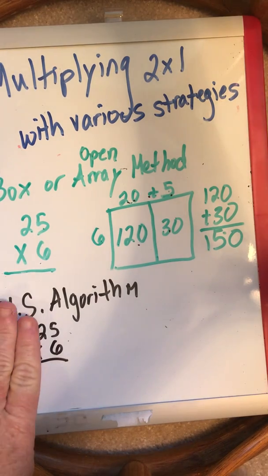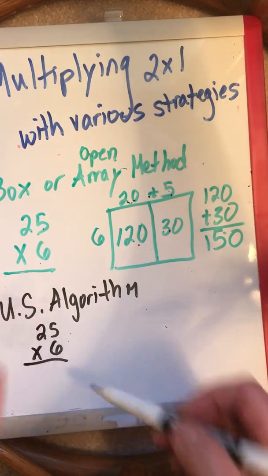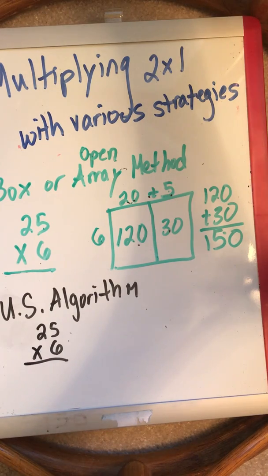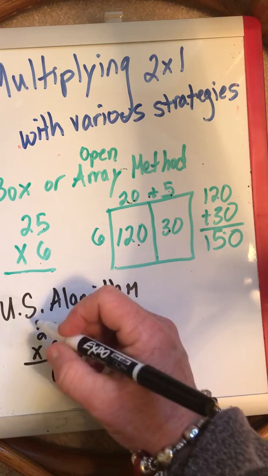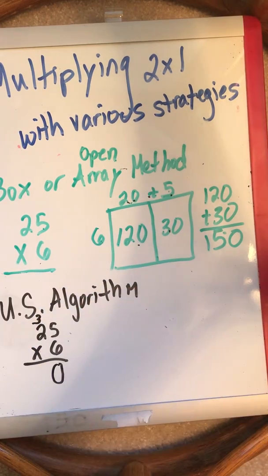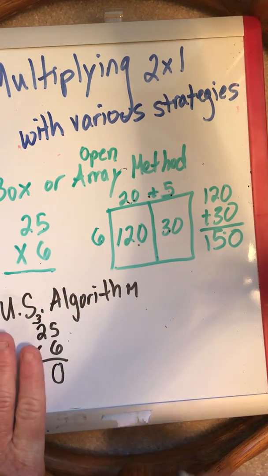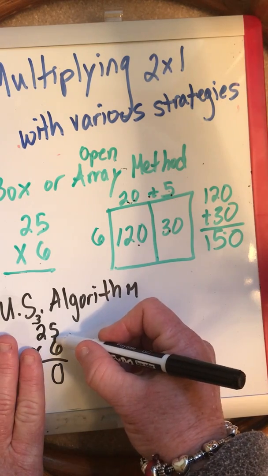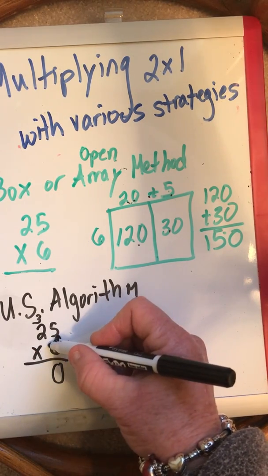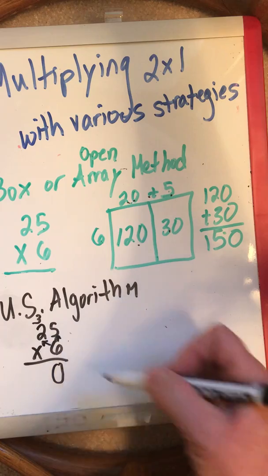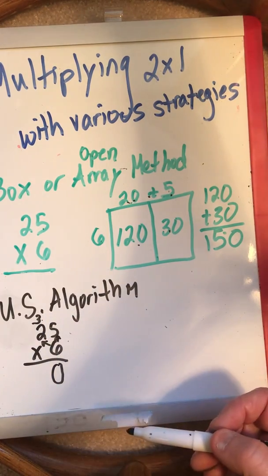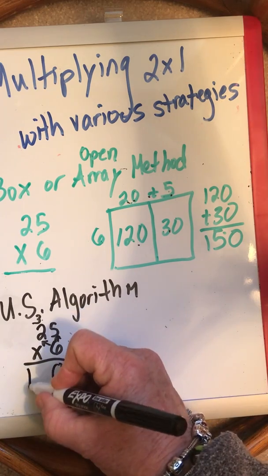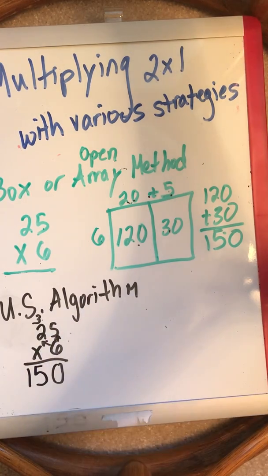is we cover up this 2 and we just multiply the 5 times the 6. 5 times 6 is 30. So we put down the 0 and then we're going to carry the 3 up here. Now we already did 6 times 5. We're going to take the 6 and multiply it by the 2, which is 12. And we're going to add on that 3, which is 15. And we get the same answer.